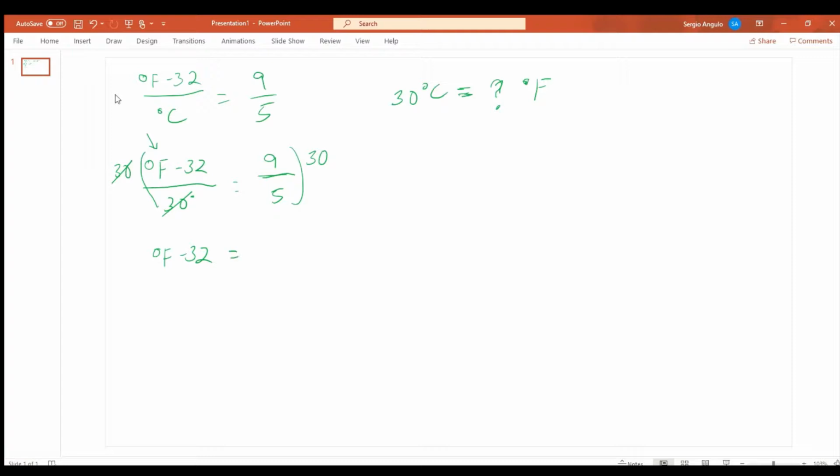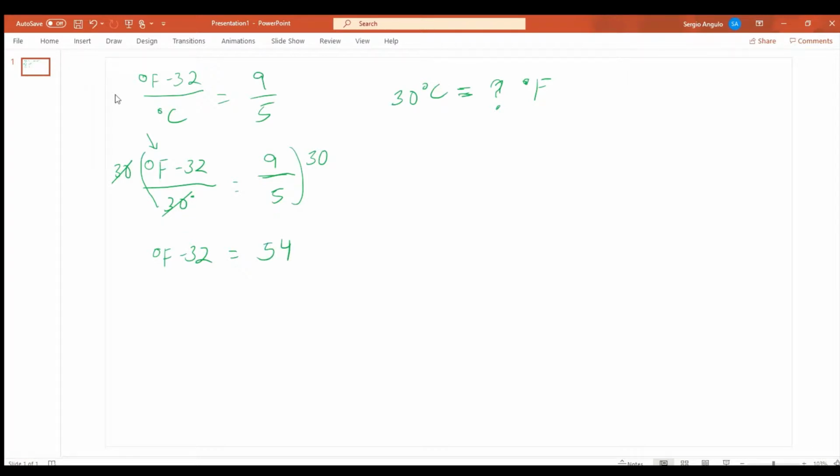And that's going to equal 9 times 30. You can use your calculator here. Let me go ahead and grab my calculator. 9 times 30 is 270, divided by 5 is going to be 54. So on the right side, 9 times 30 is 270, and 270 divided by 5 is 54. So I end up with 54.